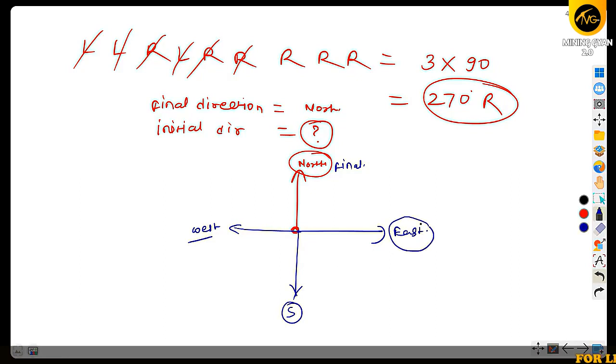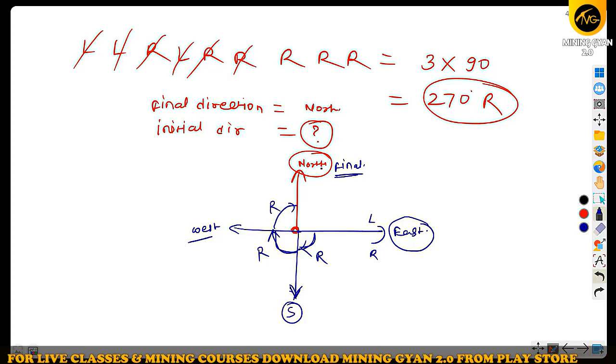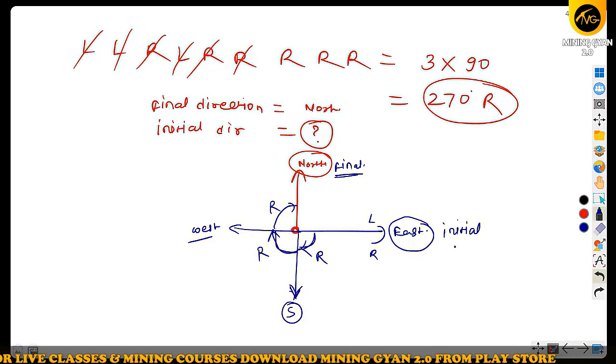So suppose this is the east direction. One time he turns right 90 degree, and then the direction will be south direction. The second time he again turns right, so after south, he goes with the west direction. Now the third time, which is basically 270 degree right, he turns right, and he goes with the final direction, that will be north. So basically the initial direction will be east direction.